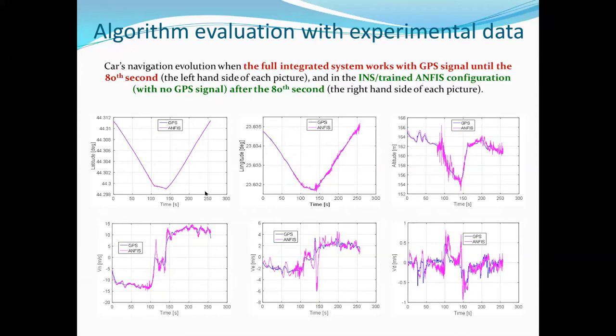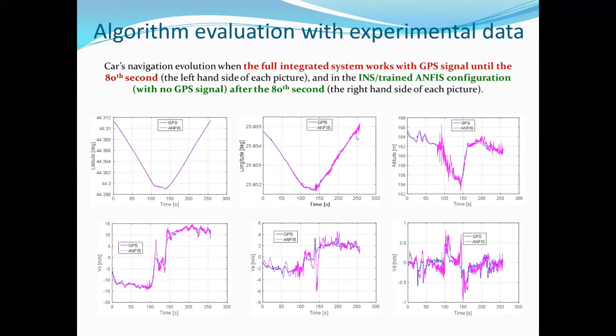The results are presented for the latitude channel, longitude channel, altitude, and also on the three channels of speed. We can see that we have noisy values of the positions, but also noisy values of the speeds, but the synergic solution provided by our system without GPS is near the solution of GPS. So the system is working well.